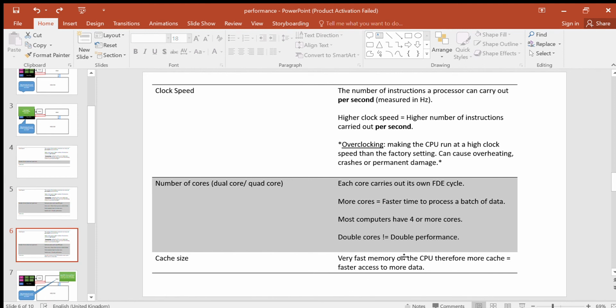The more cache you've got, the more data you can store, and the less you need to use RAM, which is further away, so it's slower. Okay, so if you get asked about the factors affecting performance of the CPU, these are your key words: your clock speed, number of cores, and cache size.